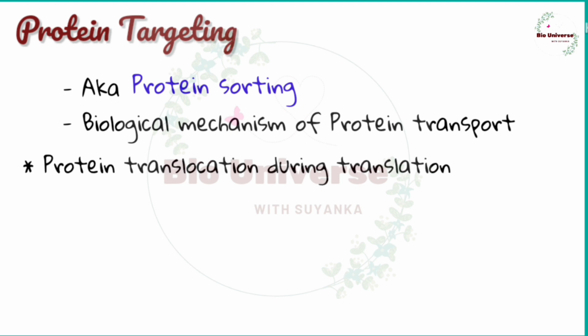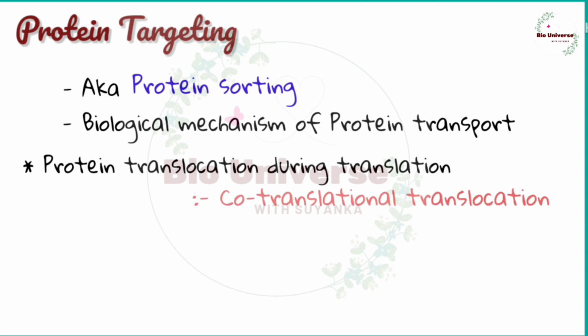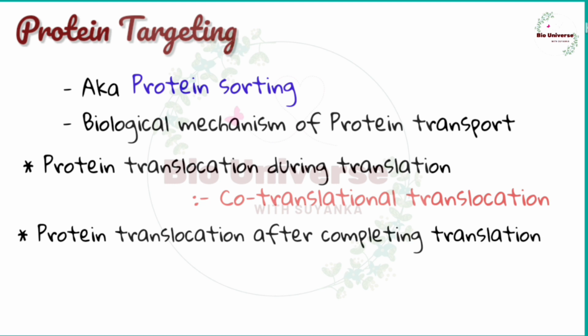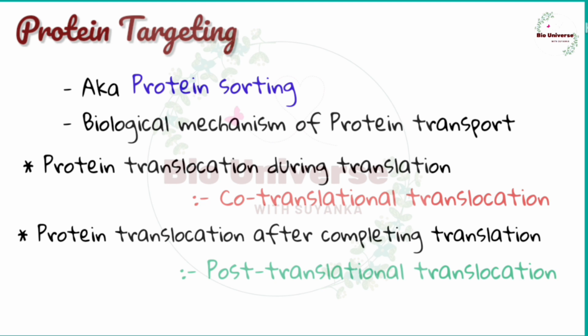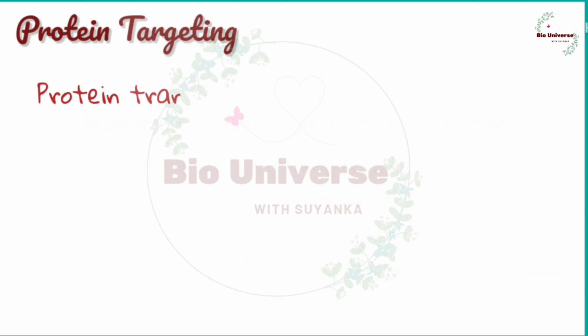Translocation of proteins that occurs during translation is known as co-translational translocation, and translocation that occurs after translation is complete is known as post-translational translocation. Protein transport across the membrane of different organelles occurs in different ways. In today's lecture, we will learn how proteins are transported into the nucleus.